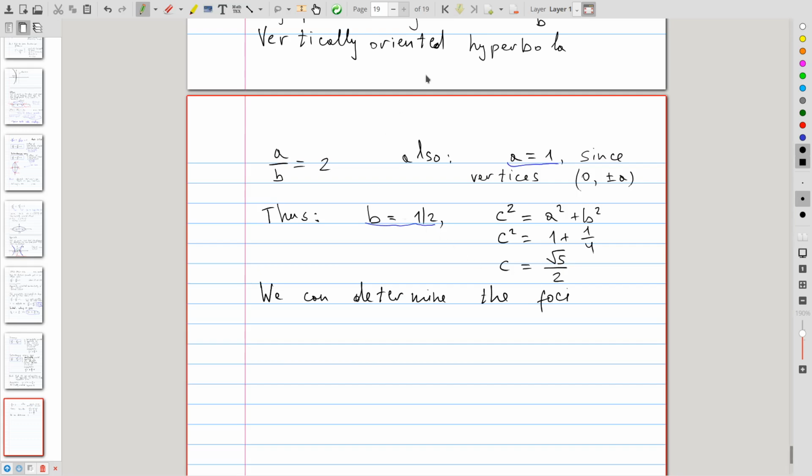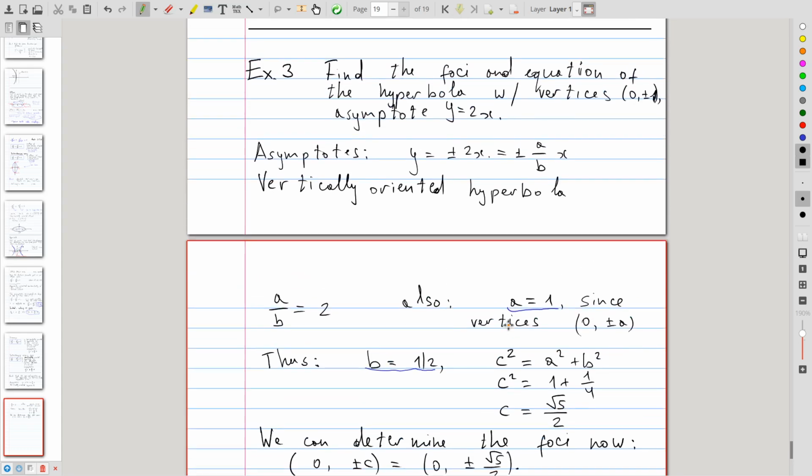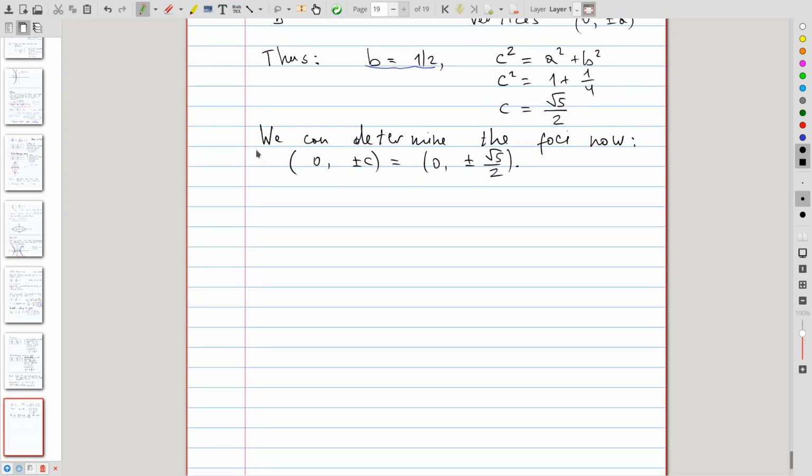Since it is a vertically oriented hyperbola, the foci have the coordinates 0 plus minus c, which is 0 plus minus square root of 5 over 2. Furthermore, we can write down the equation of this hyperbola, because we already have a and b, plus we know that it's vertically oriented. Great.